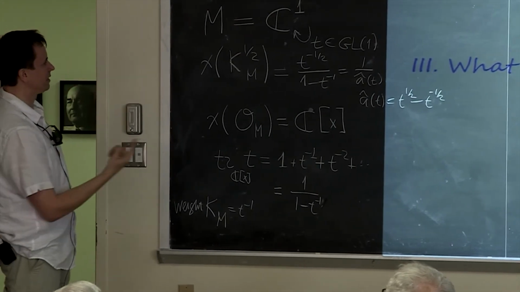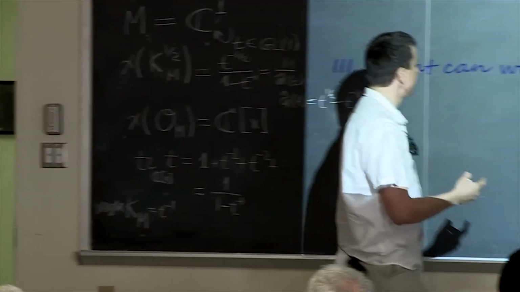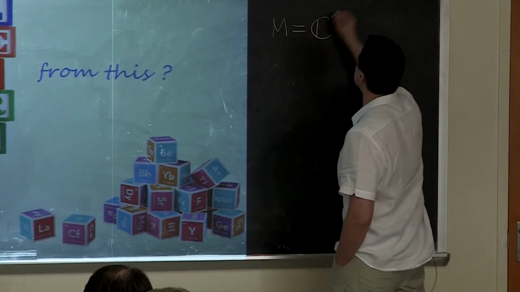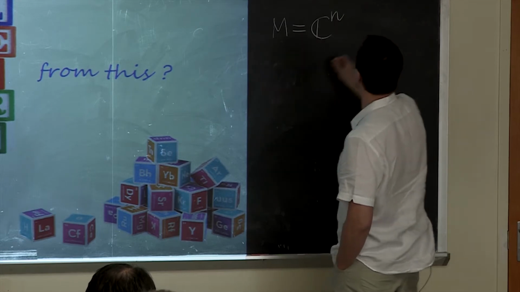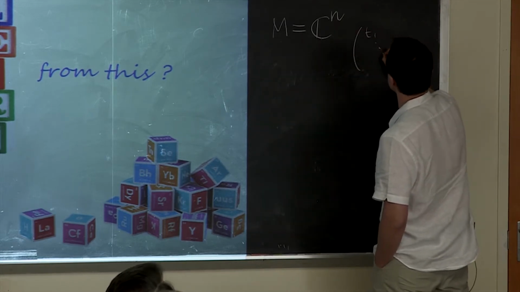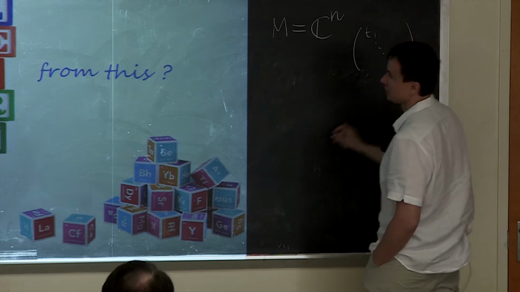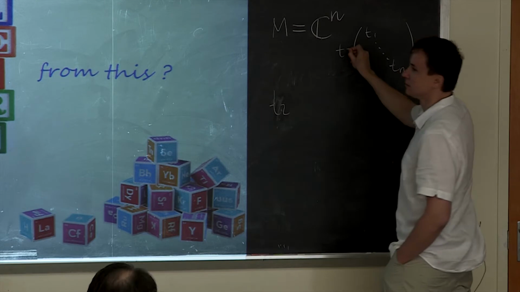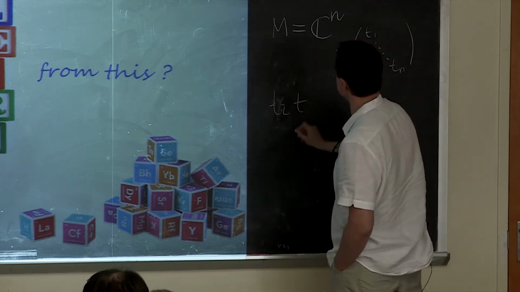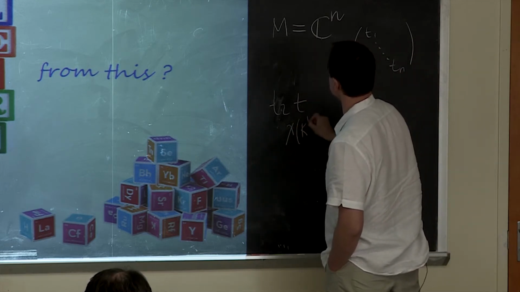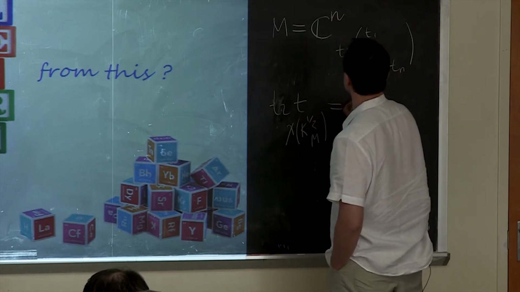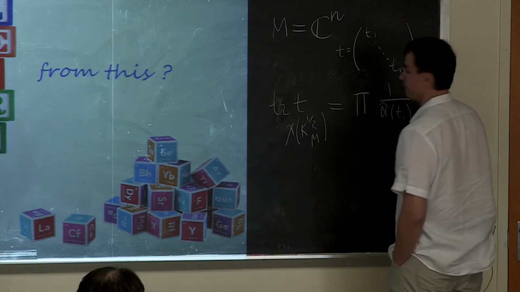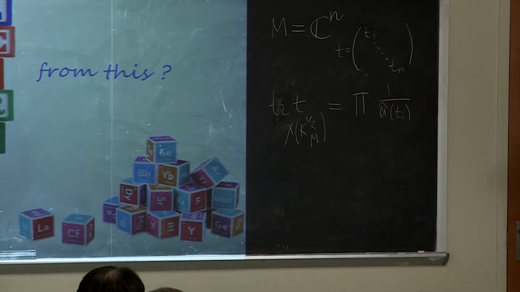And so now if we generalize this M to be C^n, then of course if I take my matrix to be a diagonal matrix in GL_n, then by the exact same thing, the trace of that element T acting on this Euler characteristic of the square root of M would now be the product of 1 over a-hat of T_i.